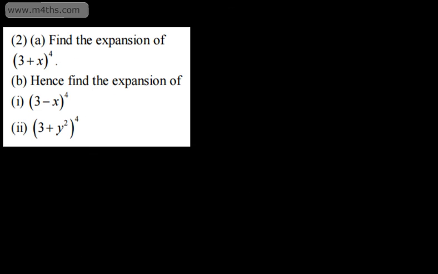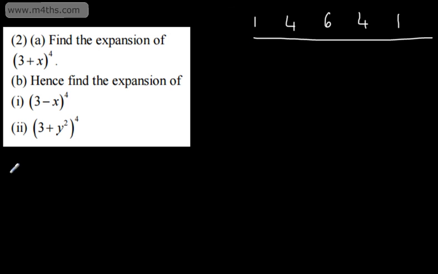Okay, let's go ahead and look at one more question. In question 2 it says find the expansion of 3 plus x to the fourth, and in part B it says hence find the expansion of 3 minus x to the fourth, and then 3 plus y squared to the fourth. So what it's saying is if I expand this out, I shouldn't have to expand these out, I simply make an adjustment. So let's go ahead and use Pascal's triangle, 1, 4, 6, 4, 1. That's going to give me my coefficients.